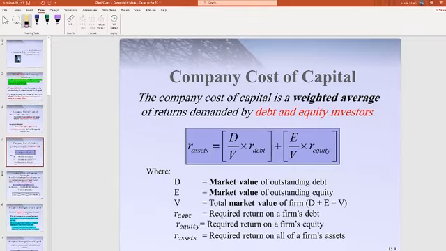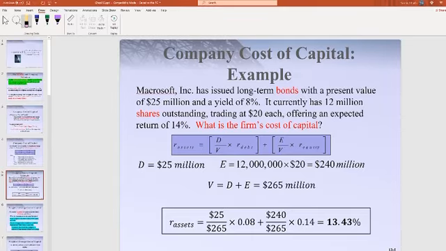When we say D, from the name, this is the market value of debt. E is the market value of equity. V is the total market value of the firm. V means the total value, you add debt plus equity. So this is the explanation of D, V, E. R debt means required return on a firm's debt, required rate of return for debt. R equity, from the name, is the return on equity. R assets is the required rate of return for all assets. We have an example in the next slide. Okay, Microsoft has issued long-term bonds.